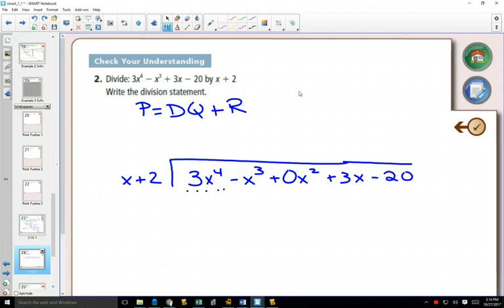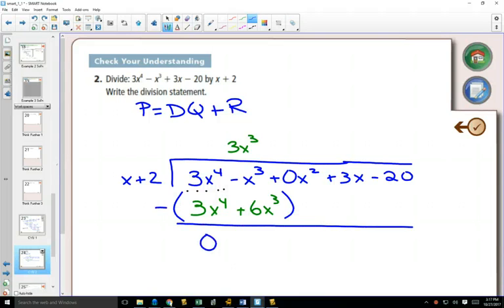We're going to underdot that in black. Love that word. What would we need to multiply x plus 2 by to get 3x to the 4? 3x to the third. And we multiply it, you're going to get 3x to the 4 plus 6x to the 3. And we subtract. So this will be 0, negative 1 minus 6, negative 7x cubed. We still have a 0x squared plus 3x minus 20.